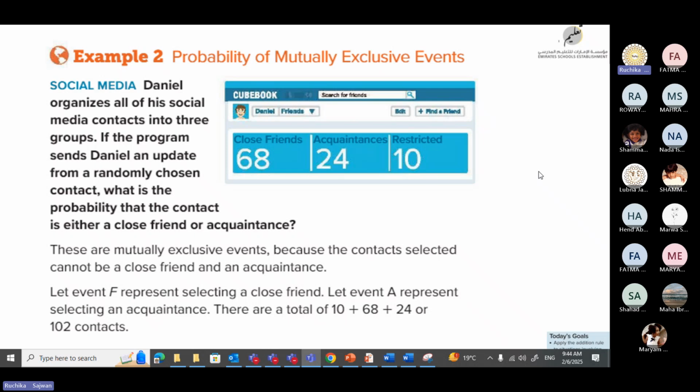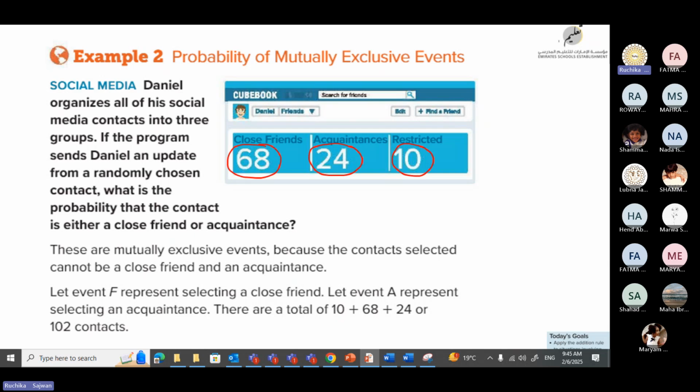Wonderful. Now look at the table, girls. Can you tell me the number of close friends from the table for Daniel? What's the number of close friends? 68. Very good. How many are acquaintances? 24. And how many he has restricted in his contacts? 10.